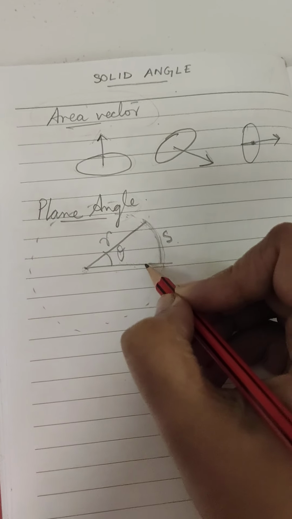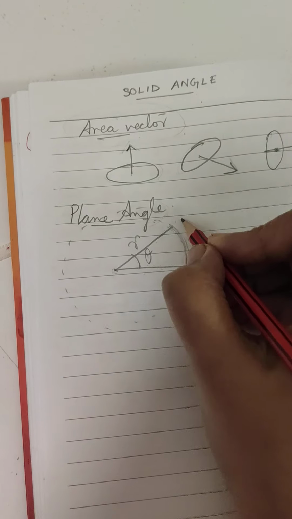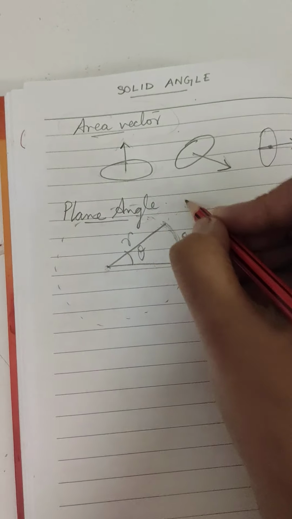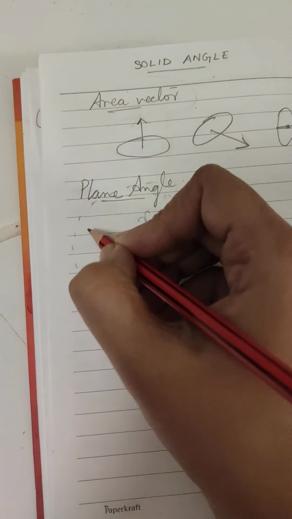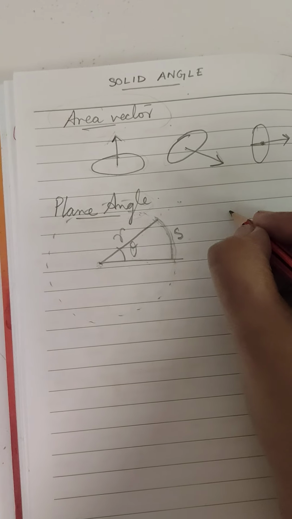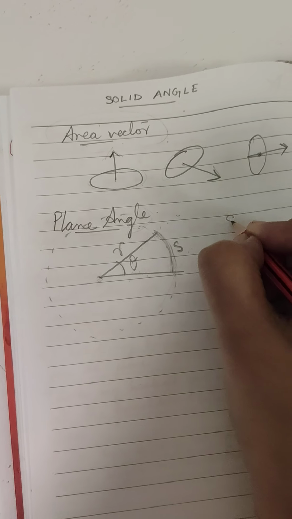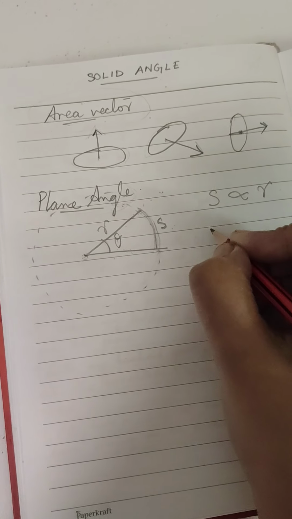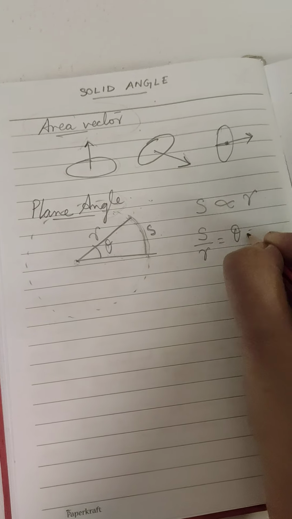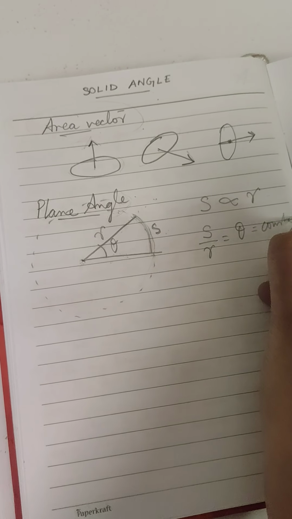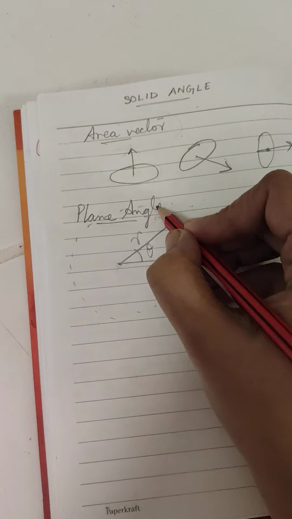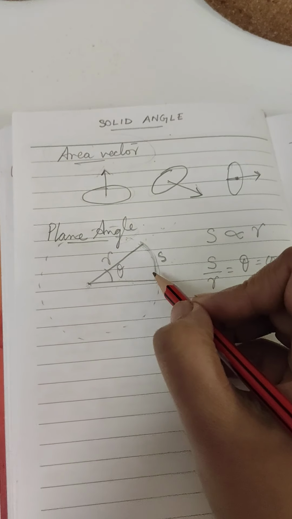Now, here there is a relation: as you increase r, this S also keeps on increasing, like it forms concentric circles. So S is proportional to r. So S by r is a constant, and that is theta, which is the angle. So if you increase r, S will also increase and there will be a new concentric circle, but the angle theta will remain the same.